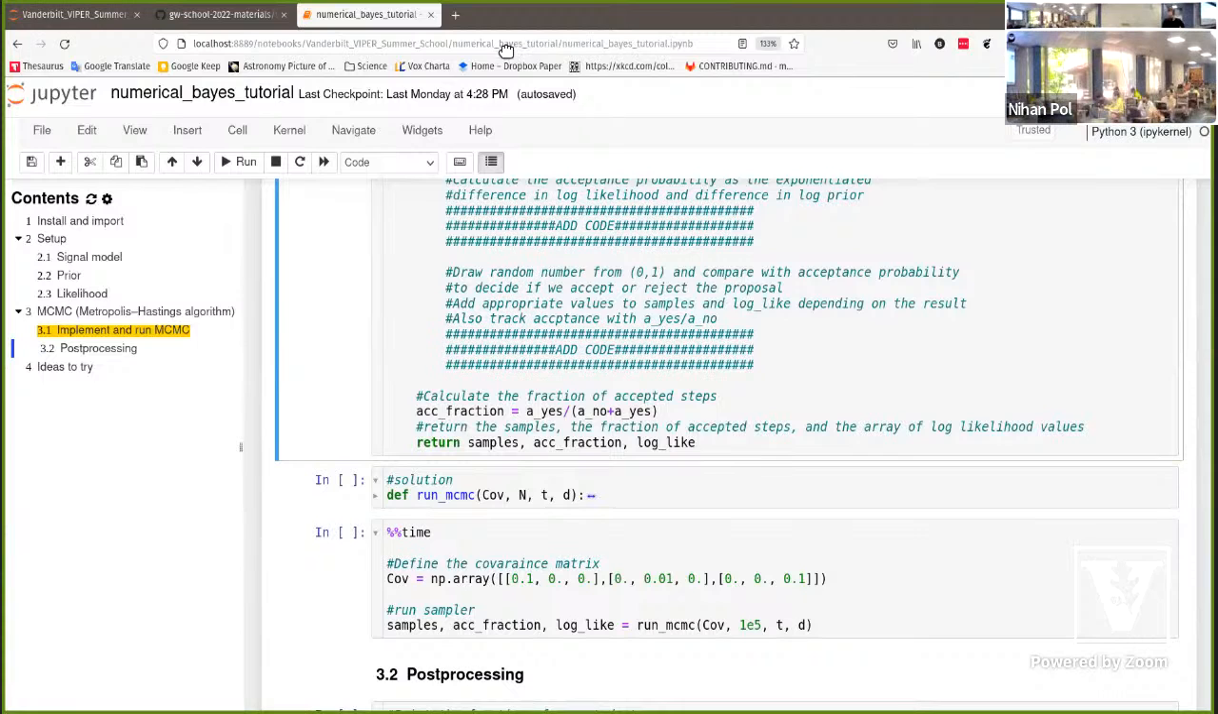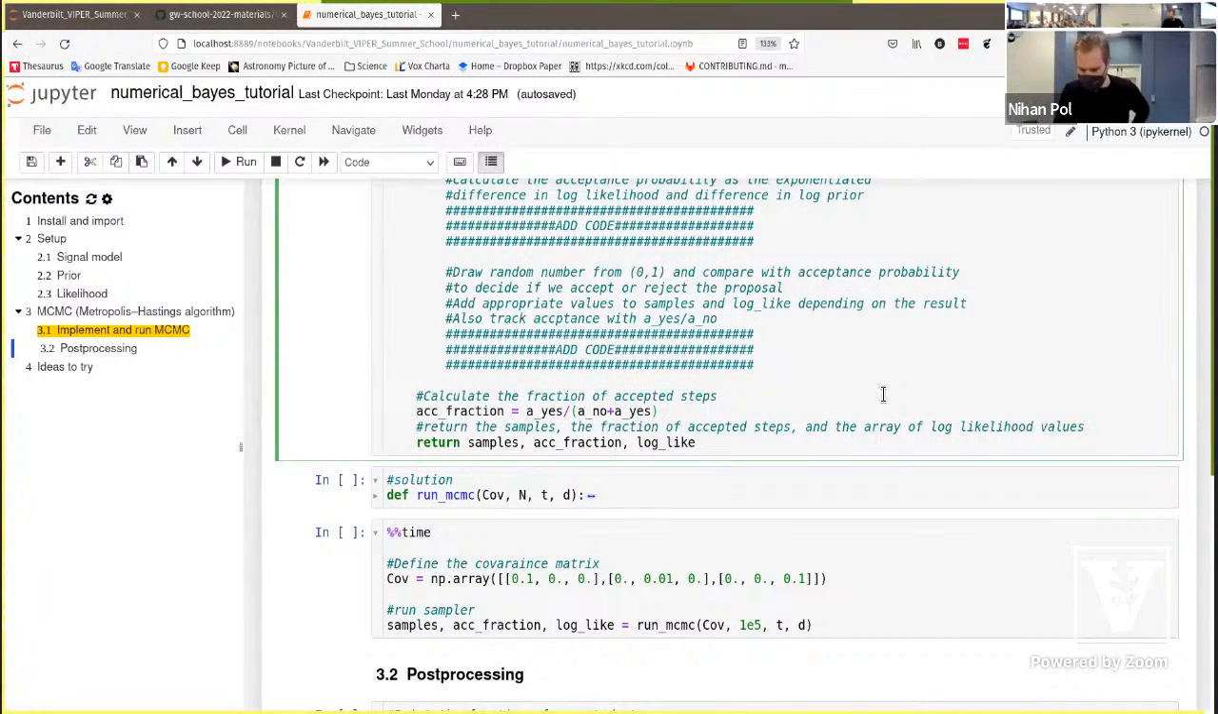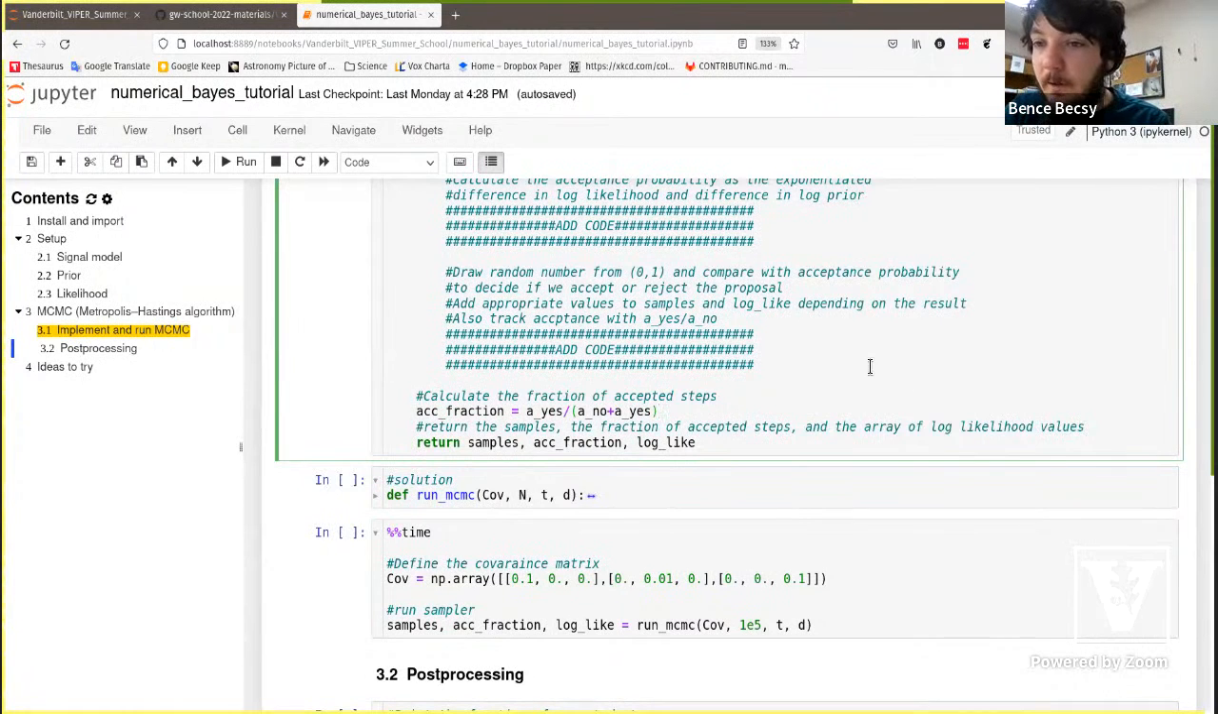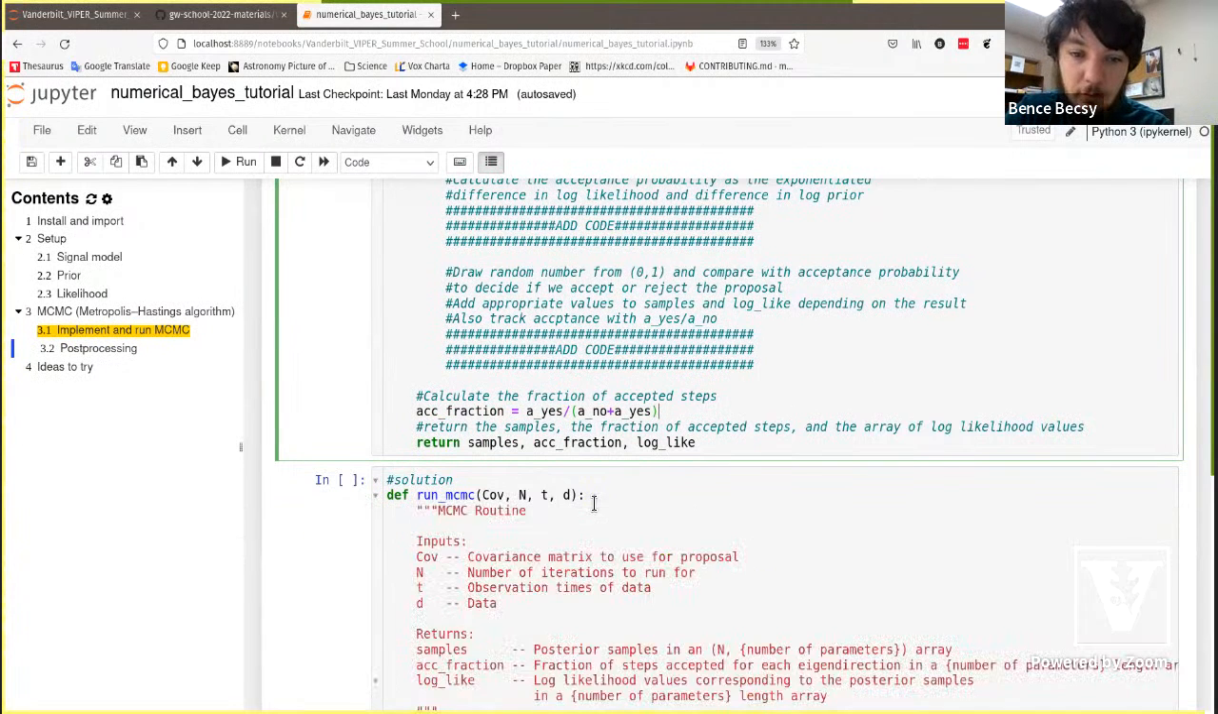Okay, Bence, would you like to take over again and lead people through the rest? Sounds good. Yeah. Okay, so let's have a look at my solution here.